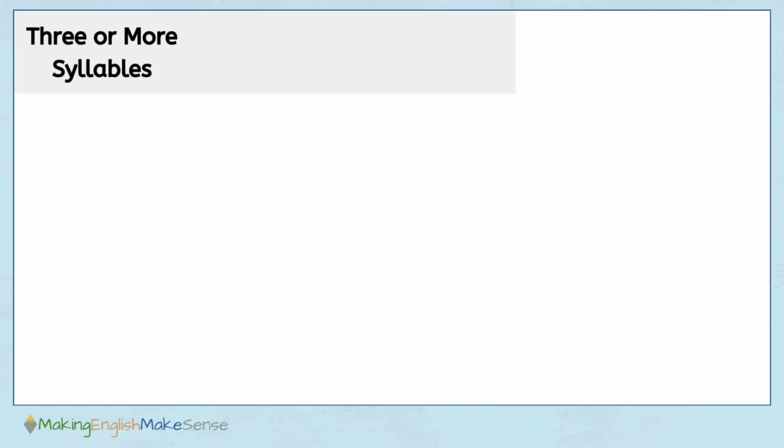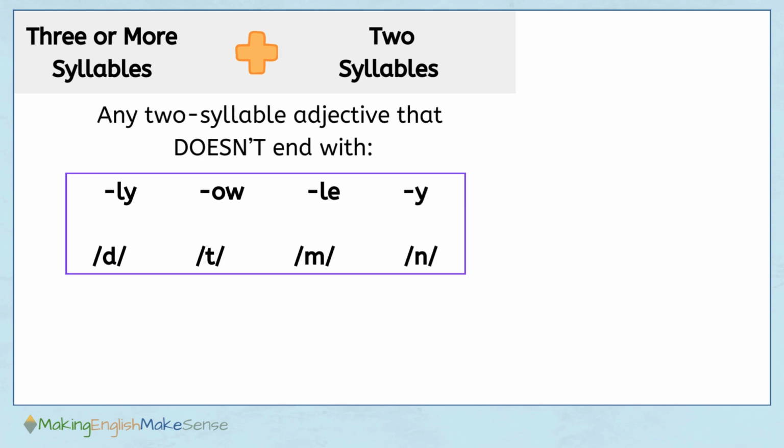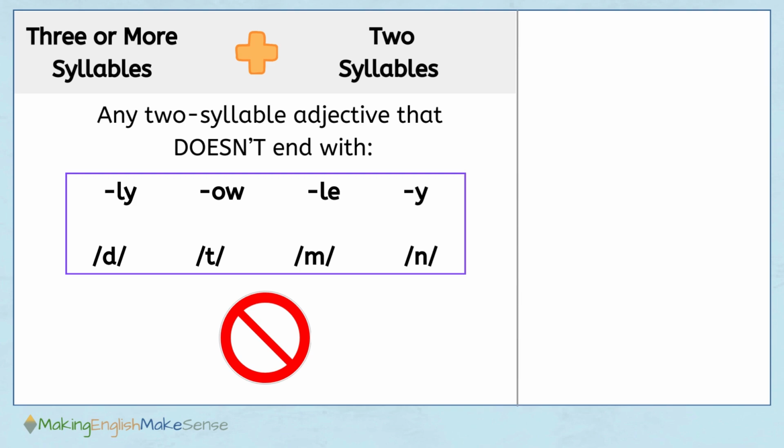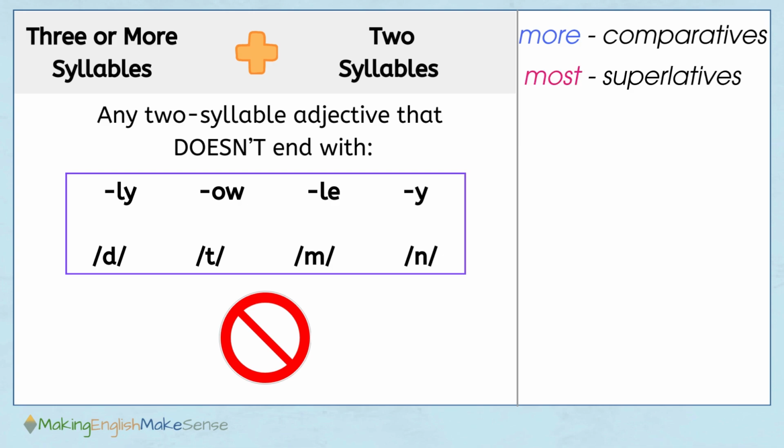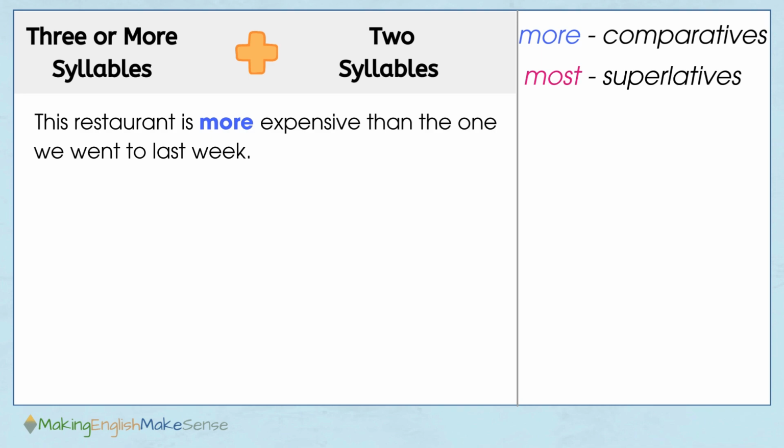Our final category includes adjectives with 3 or more syllables, as well as all the other two-syllable adjectives that we haven't covered yet, meaning any two-syllable adjective that doesn't end with the letters ly, ow, le, or y, or have the final d, t, or n sound. For these adjectives, we only use more for comparatives and most for superlatives. This restaurant is more expensive than the one we went to last week.